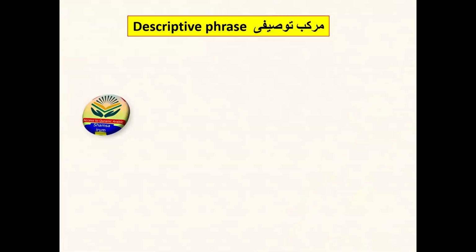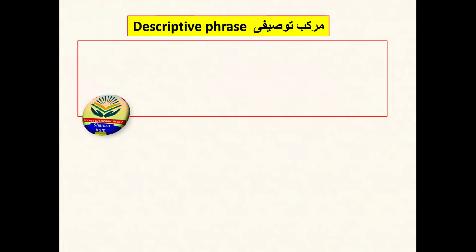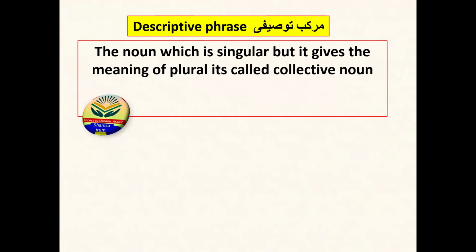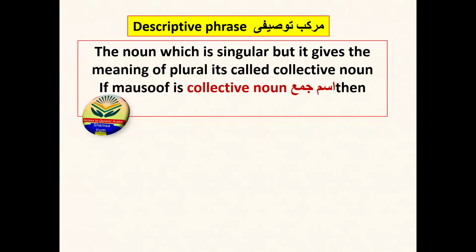Okay, in this slide, I will explain to you about the collective noun. Okay, this is important as well. What is a collective noun? A noun which is singular, but it gives the meaning of plural, is called a collective noun. Okay, I will give you examples, don't worry. If the mawsoof is a collective noun, in Arabic you say ism jama. Then the sifa will also be plural. I will give you an example.